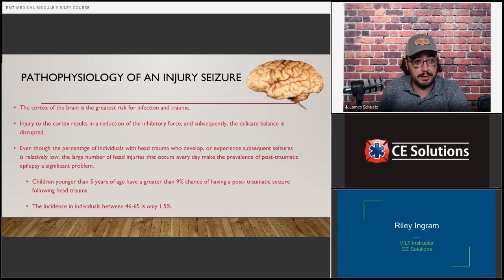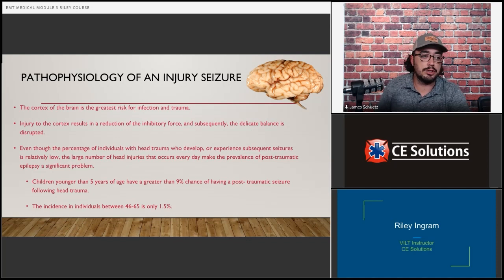Even though the percentage of individuals with head trauma who develop or experience subsequent seizures is relatively low, the large number of head injuries that occur every day make the prevalence of post-traumatic epilepsy a significant problem. All right, so we've got a pretty big issue with head trauma, right? There's a lot of head trauma. And then later on down the line, some type of secondary seizure activity in regards to that or because of that.